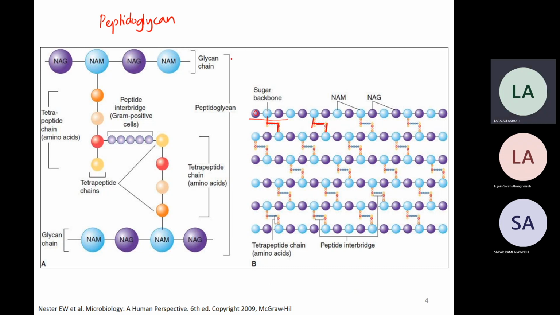Look at the zoomed in structure of the peptidoglycan. Again, the glycan chain is composed of NAG and NAM. We will look at their structures in the next slide. Protruding from the NAM units of the glycan chain comes a peptide chain, and each of the peptide chains is linked to another peptide chain in another layer of the glycan chain via a bridge of peptides. Okay. Right.